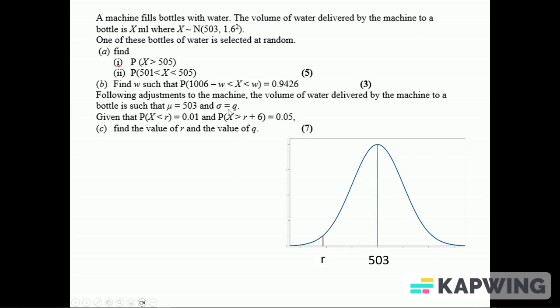And part C, adjustments made. We don't know what the standard deviation is now, but we know these two probabilities. So less than R is 0.01, and greater than R plus 6 is 0.05.